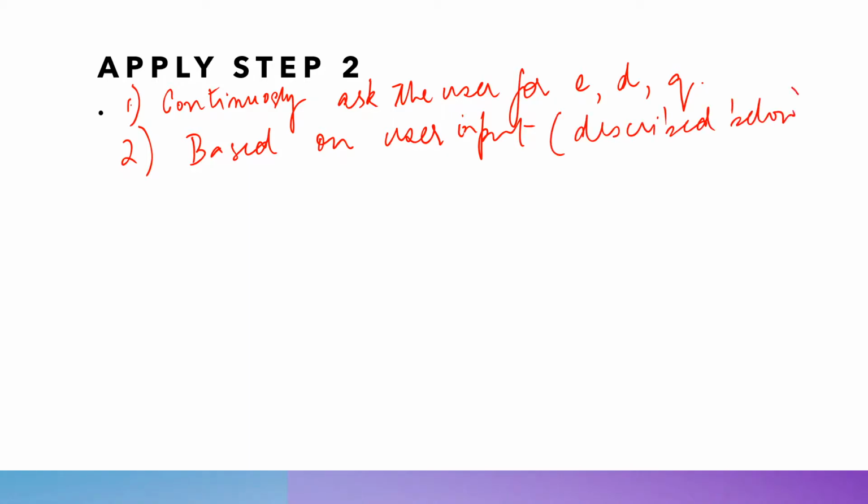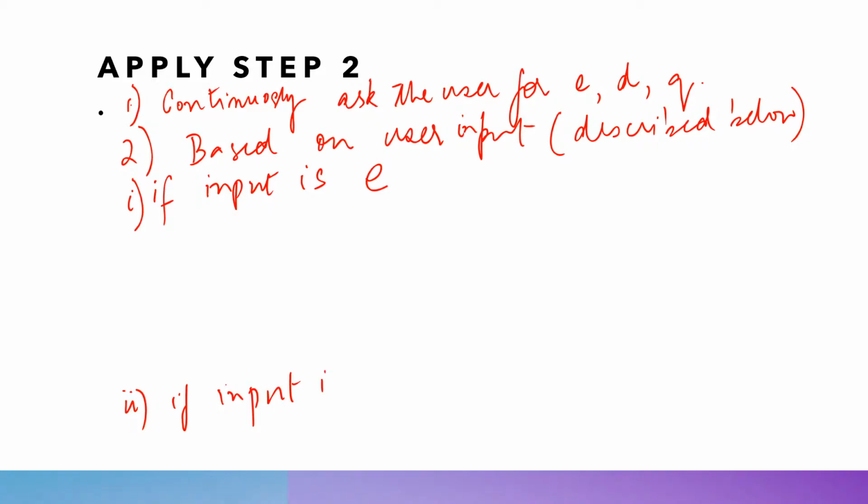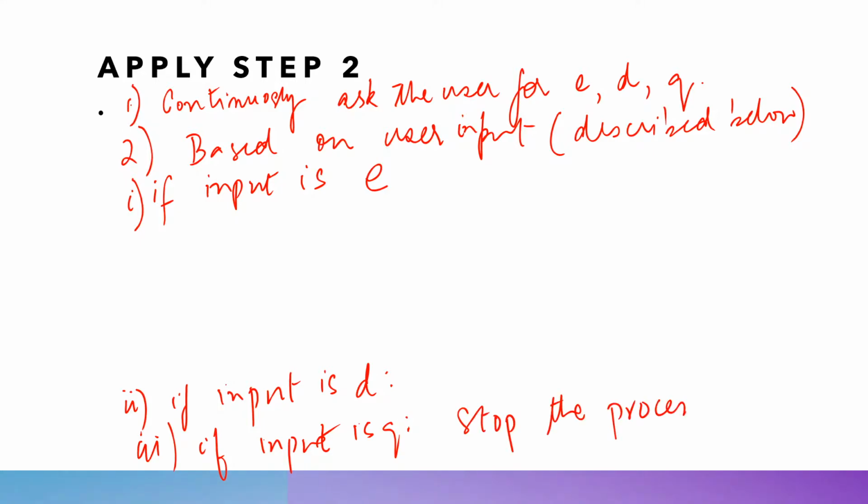And as I said, you'll have 3 sections for this. So step 1, if input is E, I have to do something, right? So there will be 2 more. So if input is D, then do something. So I'm leaving that for you. And the third one is going to be if input is Q, stop the prompting process, right? So this is that.